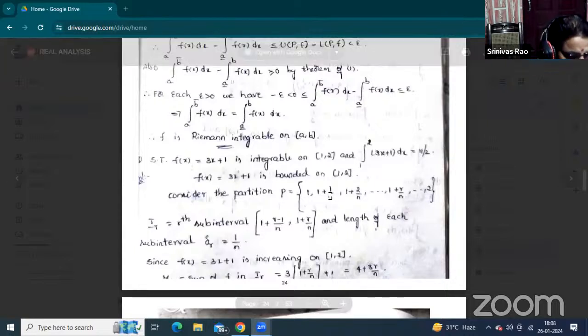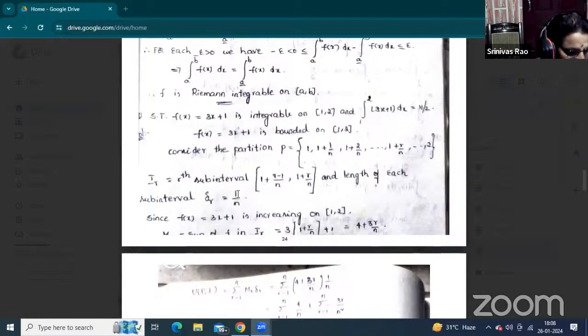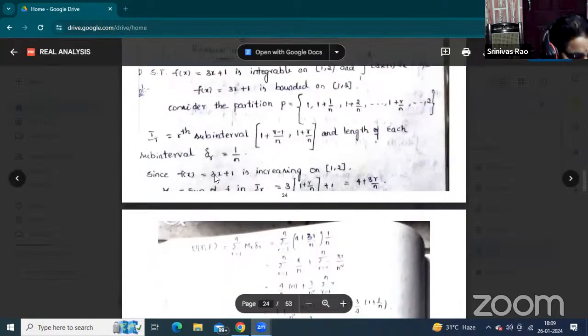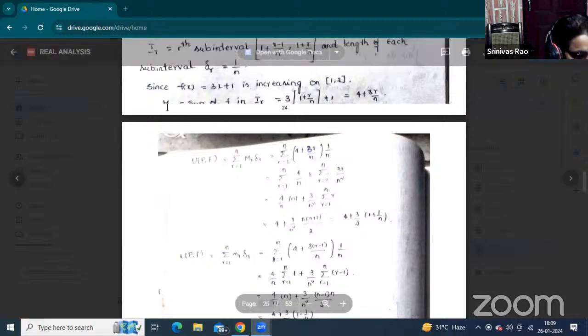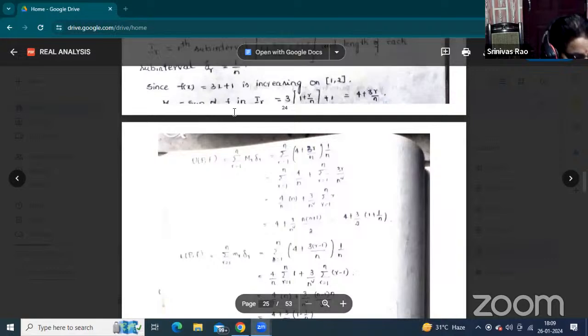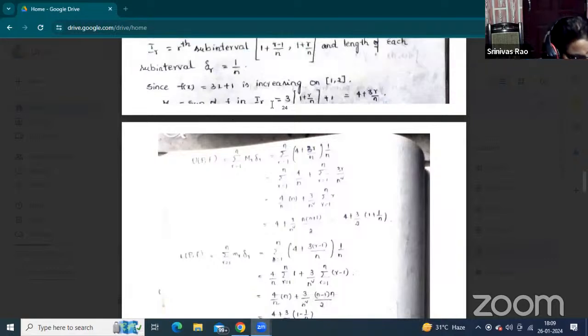Length is the second value minus the first value. So we are getting that all the lengths of the subintervals are equal. That's why it is denoted by del r, and that value is 1/n. First of all, the function f(x) = 3x + 1 is increasing on the closed interval [1, 2]. The supremum is denoted by capital M and the infimum by small m. Write the infimum and supremum values using the function.